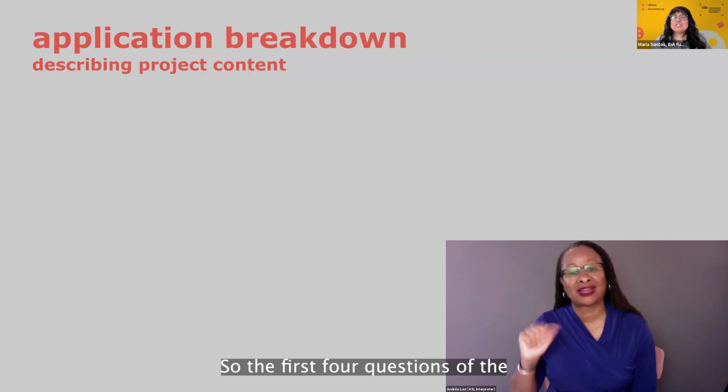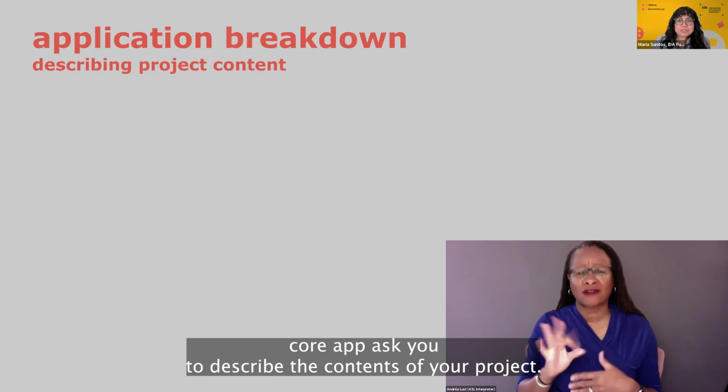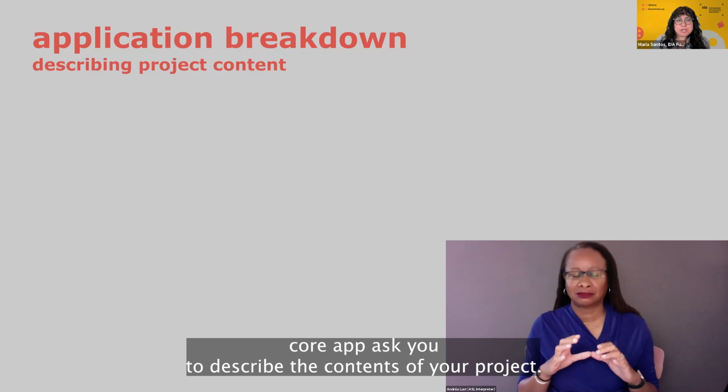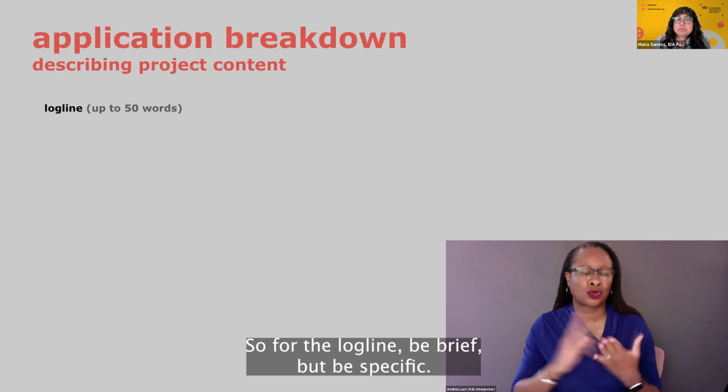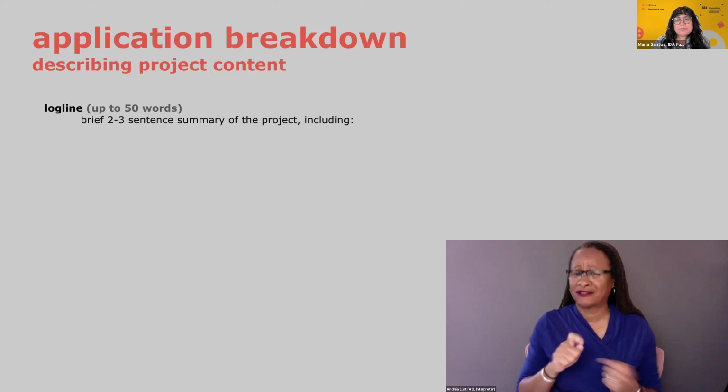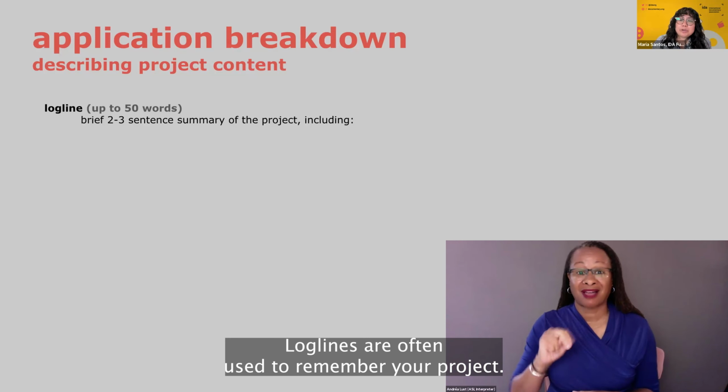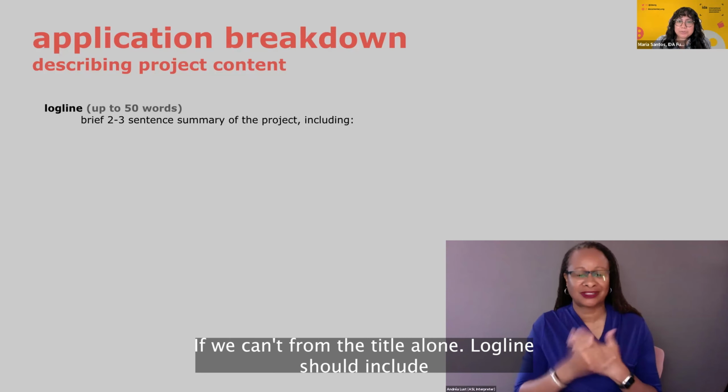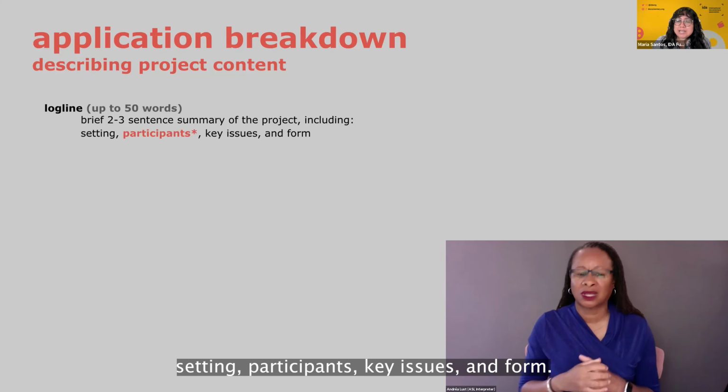Thanks, Katie. So the first 4 questions of the core app ask you to describe the contents of your project. So for the logline, be brief, but be specific. Loglines are often used to remember your project if we can't from the title alone. Loglines should include setting, participants, key issues, and form.